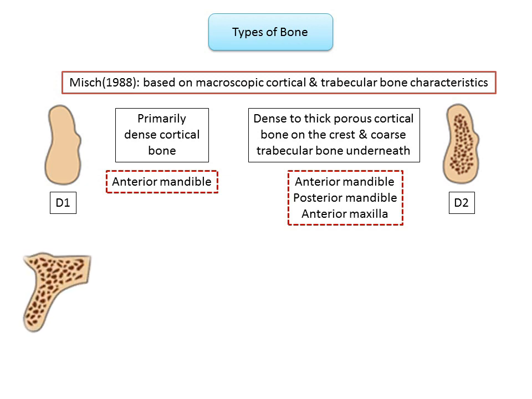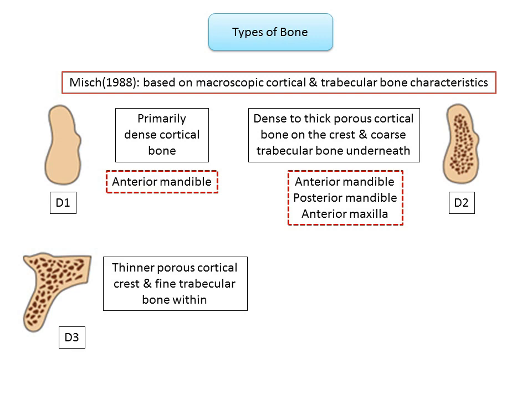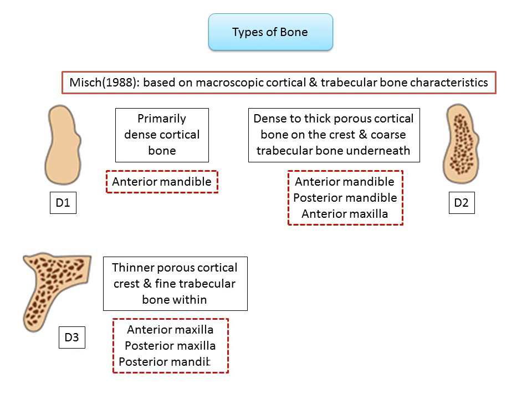D3 bone types have a thinner porous cortical crest and fine trabecular bone in the region next to the implant. D3 bone is found in the anterior maxilla and posterior maxilla and posterior mandible.